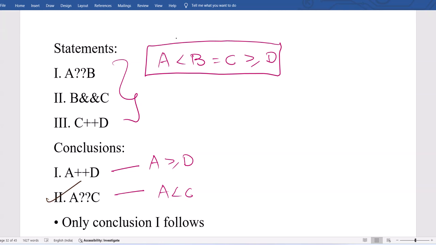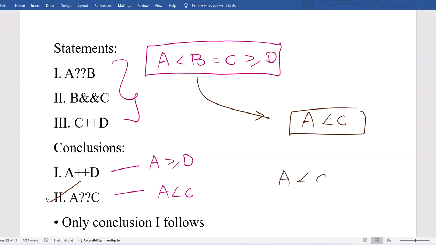Second one, okay, we know A less than B, B equal to C. In place of B, I can keep C. So A less than C is definitely true. Second one correct. But what about the first one, sir? See, in place of B, you already kept C.